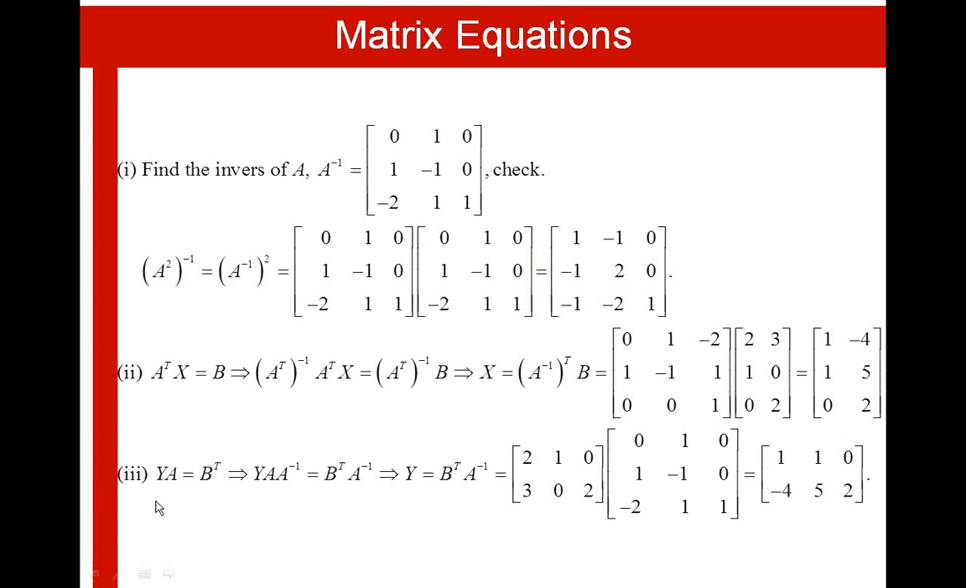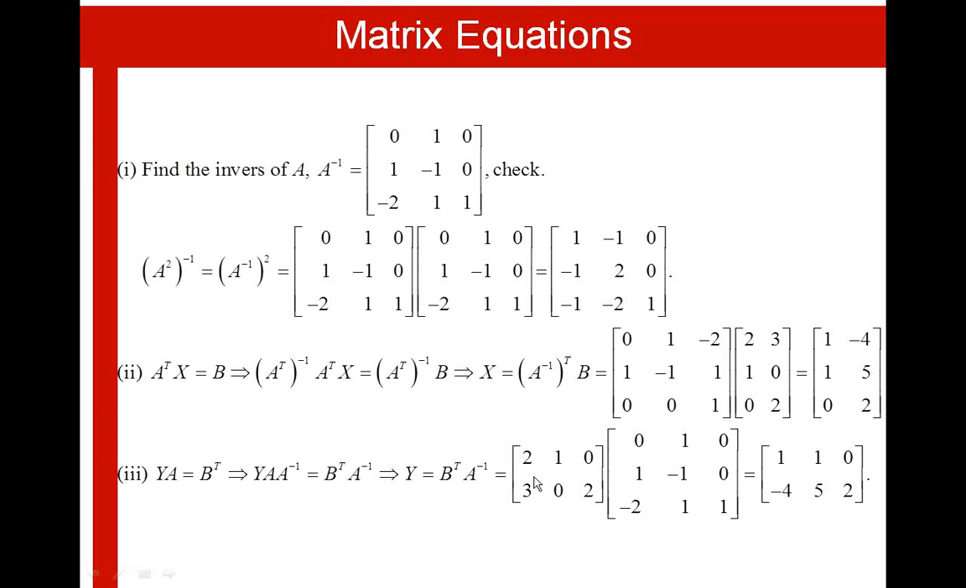For question part 3, YA equal to B transpose, we need to find the elements of the matrix Y that satisfies this equation. For this reason, we multiply both sides of this equation by A^-1 from the right hand side to obtain YAA^-1 equal to B transpose times A^-1. Therefore Y is equal to B transpose times A^-1.